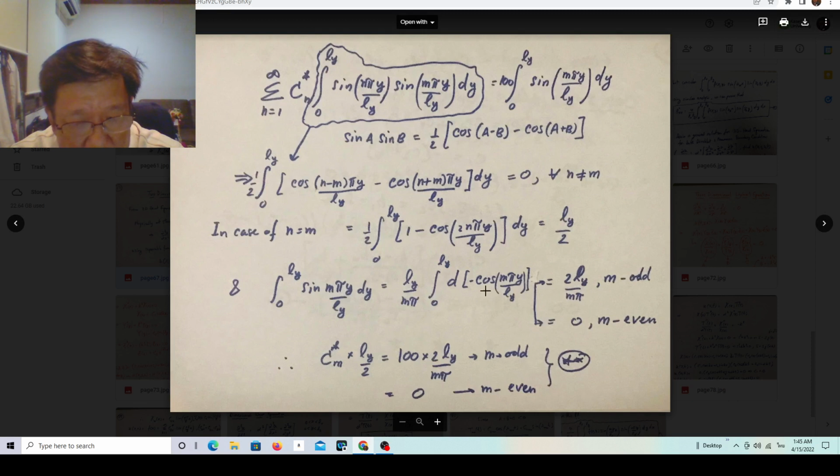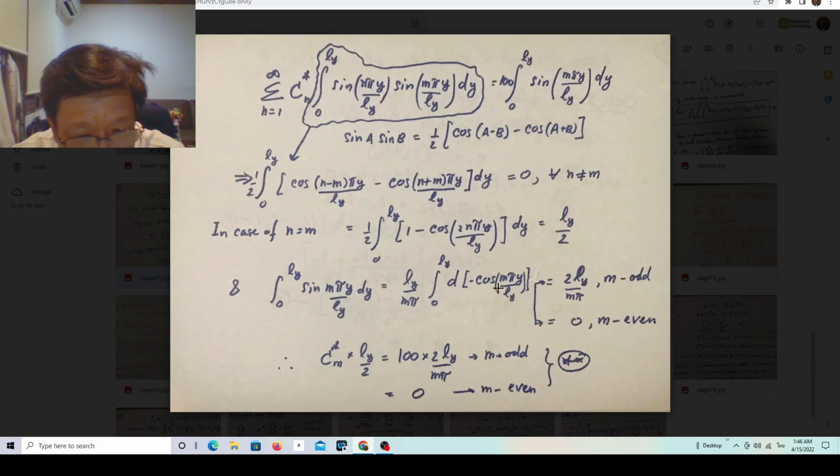Since the integral of sine is minus cos, you get the result of this integration as minus cos here, and you substitute y equals 0 and L sub y. You know that there are two parts, when m is an odd value and when m is even. The result of this integral is this function, minus cos.